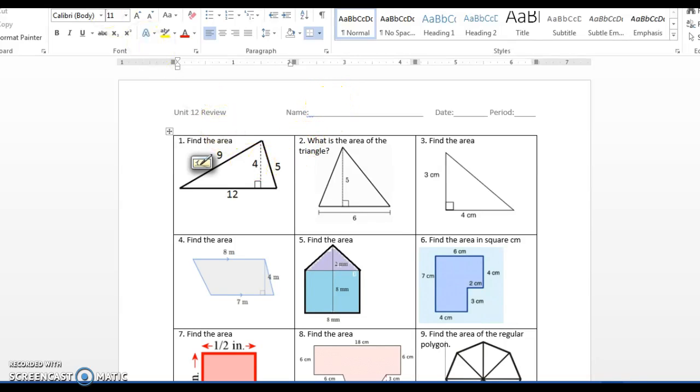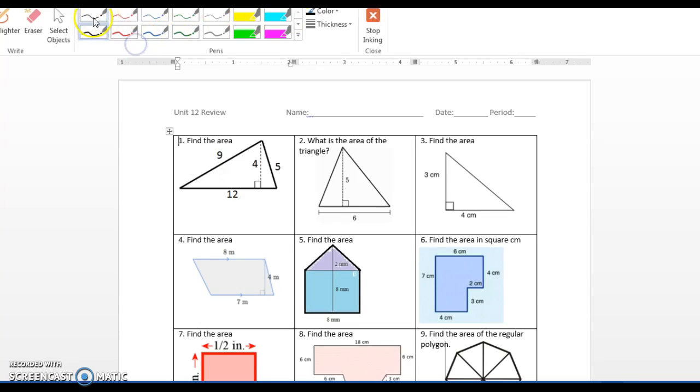This is a triangle, and the formula for the area of a triangle is 1/2 base times height. 1/2 times 12 times 4, which equals 24 units squared.